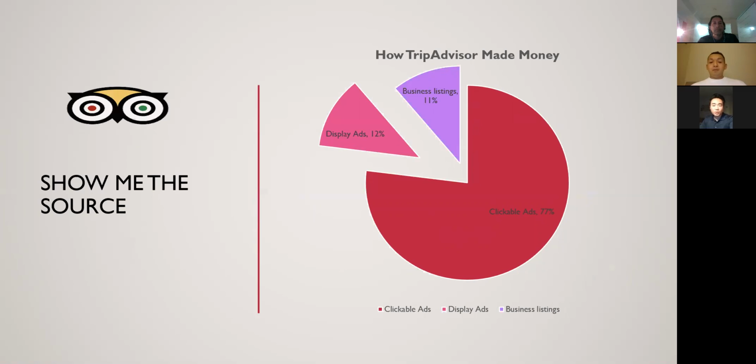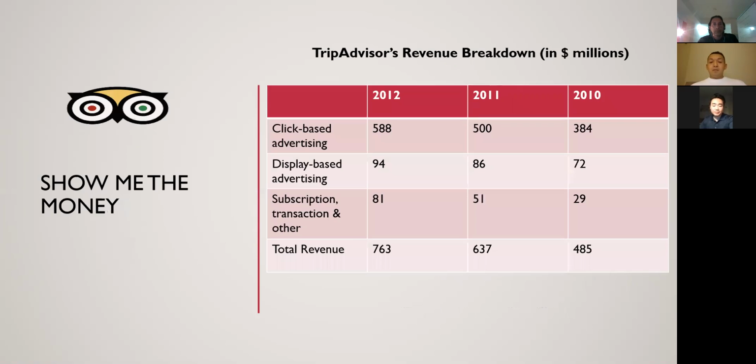Well, 12% of their revenue is from display ads, 11% is from business listings, and 77% is from clickable ads. To break it down in dollars, let me discuss their yearly revenue starting from 2010.